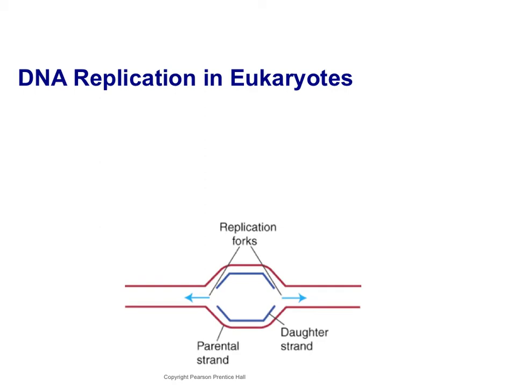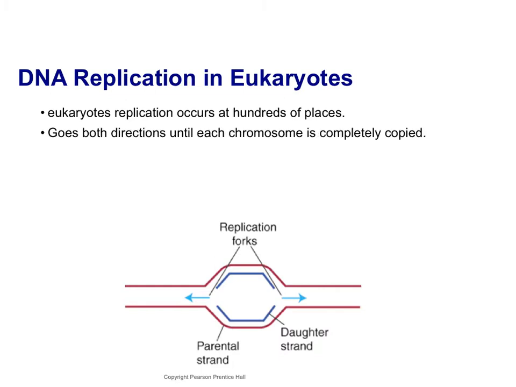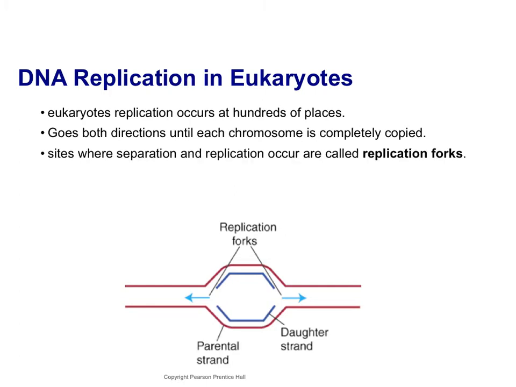In eukaryotes, it's slightly different. Remember, we have upwards to 1,000 times the amount of DNA, so it would take much, much too long if we had just one spot where replication occurs. So there's hundreds of places along that DNA molecule where replication can take place. And it will start at that particular spot called a replication fork, and DNA goes in both directions. And it'll continue until the entire strand is covered.